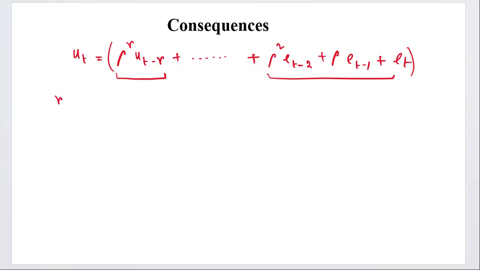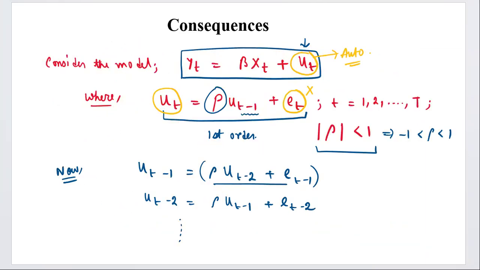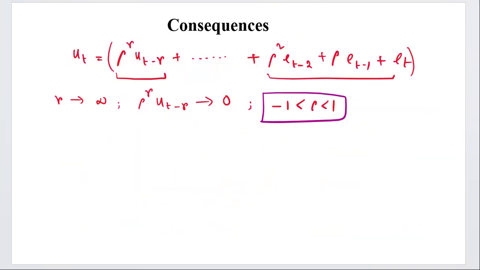Now, can you pause this video and guess what this rho to the power r term goes towards when r tends to infinity? You can pause your video and think what this value will be. This value is simply going towards 0, right? Why is this so? Because rho lies between -1 and +1. So that is the importance of the assumption that we have written previously, right? When I defined the model, I said this is very important. Only when this autoregressive function is convergent, or weakly stationary, does this relationship hold. So this assumption is very important.